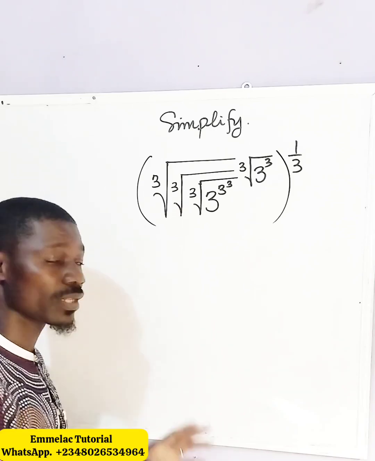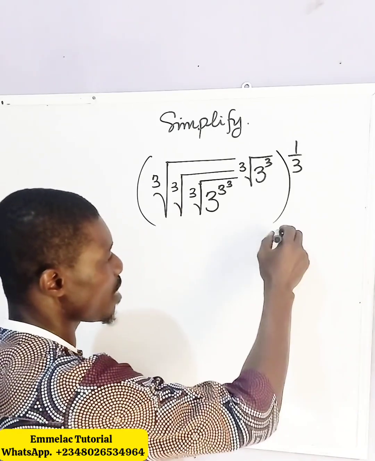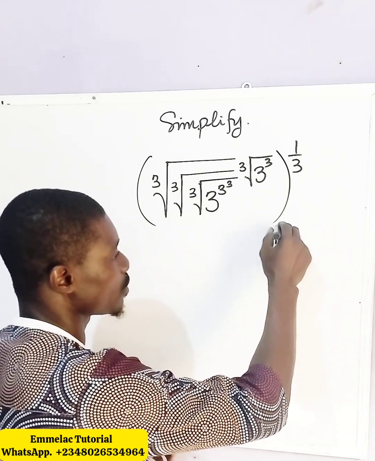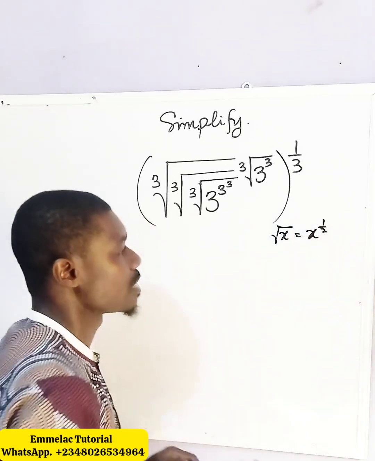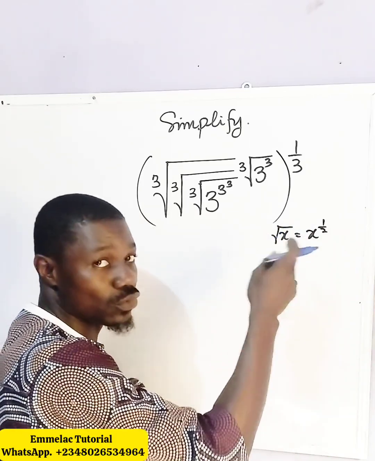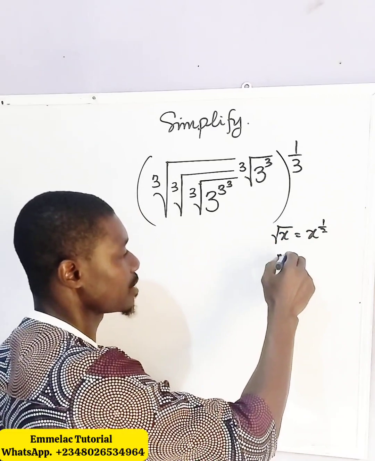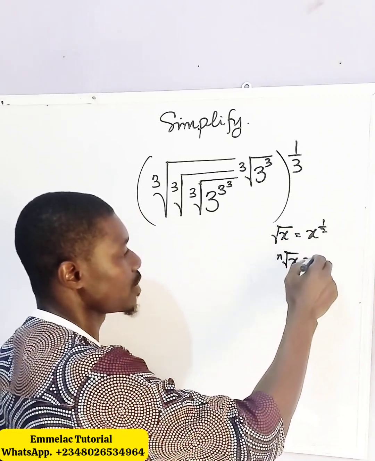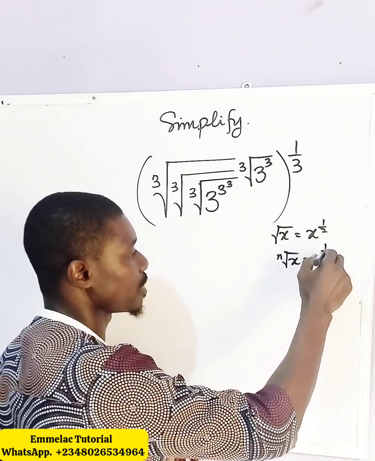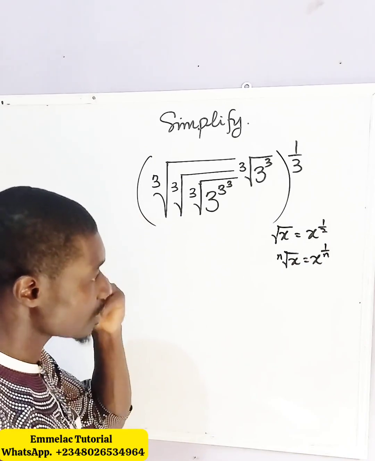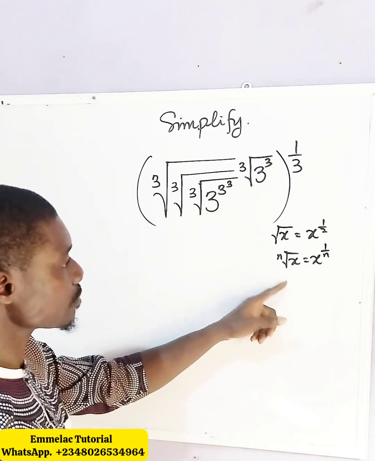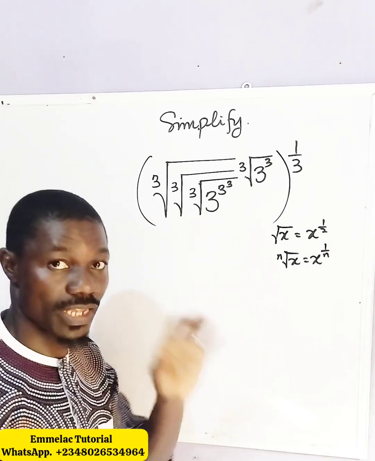First of all, let us recall: if you have the square root of x, this will give us x raised to the power of 1 over 2. If you have an nth root of x, this will give us x raised to the power of 1 over what? n. Alright? So let us apply this rule to this expression.